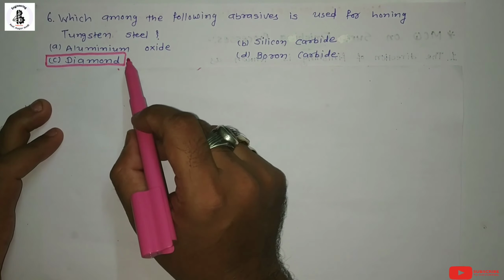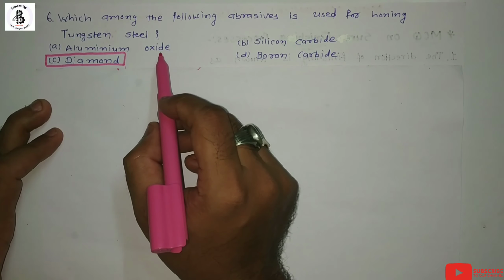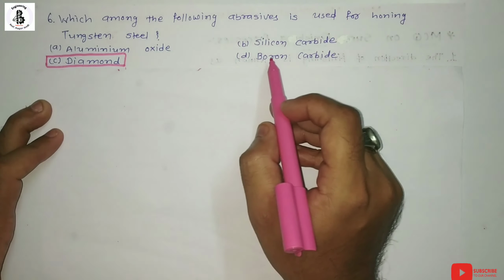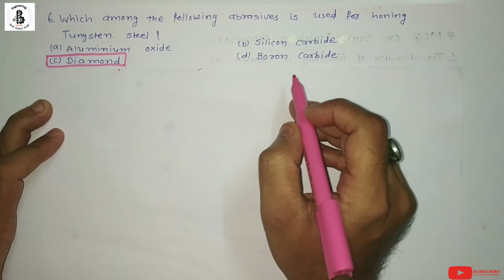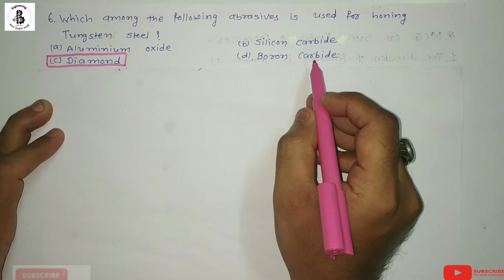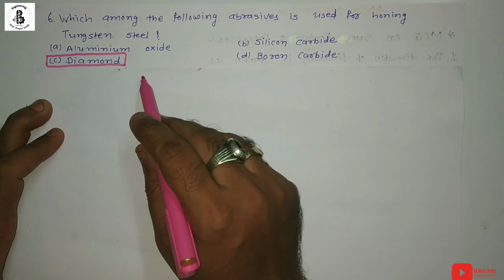Basically aluminium oxide is used on non-ferrous and soft materials, silicon carbide is used on hard materials, and boron carbide is also used on hard materials. For tungsten steel, diamond is used.